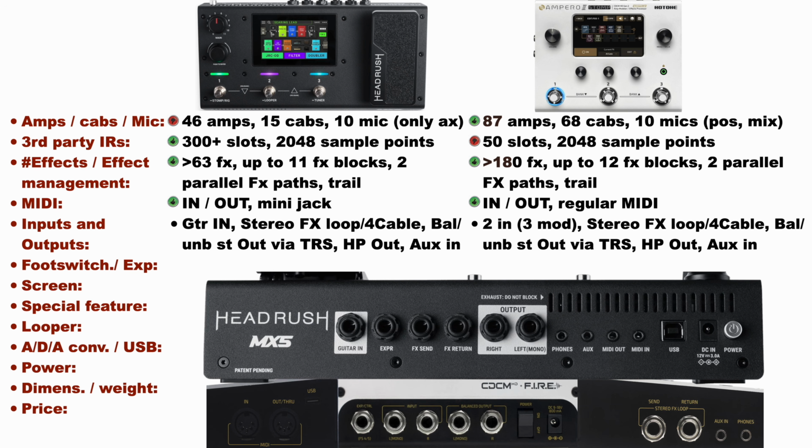So basically they offer the same connections, but the Stomp II has a double input instead of a single one, which can be used for instance to attach an acoustic guitar and an electric guitar at the same time, or to use the Stomp with a stereo source like a keyboard. So the Stomp II has this little advantage over the MX5.